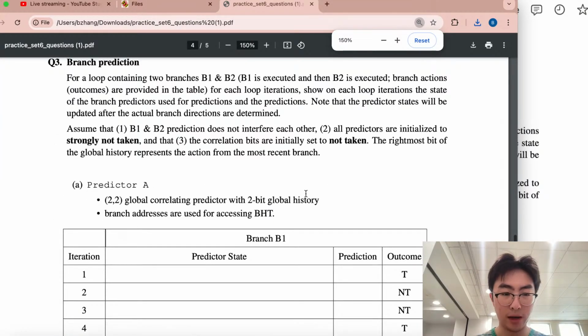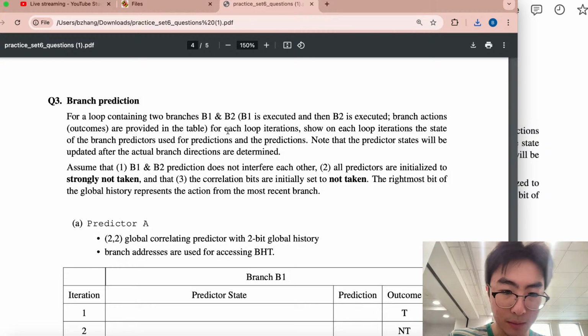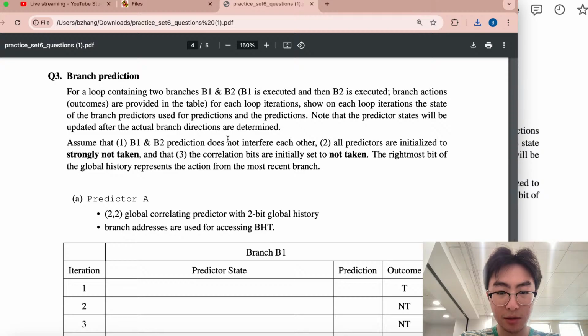So we have a loop here containing two branches, B1 and B2. B1 is executed and then B2 is executed. So they're sort of consecutive branches. Branch action outcomes are provided in the table for each loop iteration. Show in each loop iteration the state of the branch predictors used for predictions and the predictions.